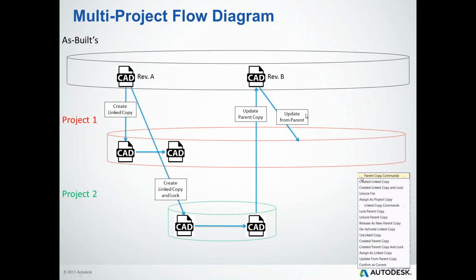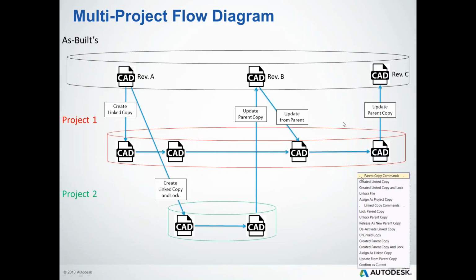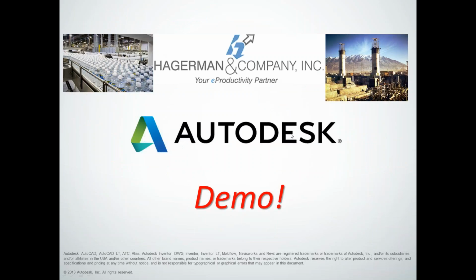So then we can say update from parent and get this newly released revision B down in the Project 1 folder, complete it, and then update our parent copy and release it as revision C. So hopefully that gives you an idea of the concept of Project Connection.